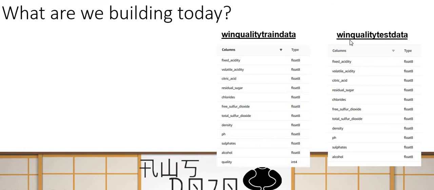Another table is your wine quality test data, and wine quality test data has only feature columns, and you use the feature column values to make a prediction about the quality. So this is what we are going to use today in our example for the demo. So let's see the demo.